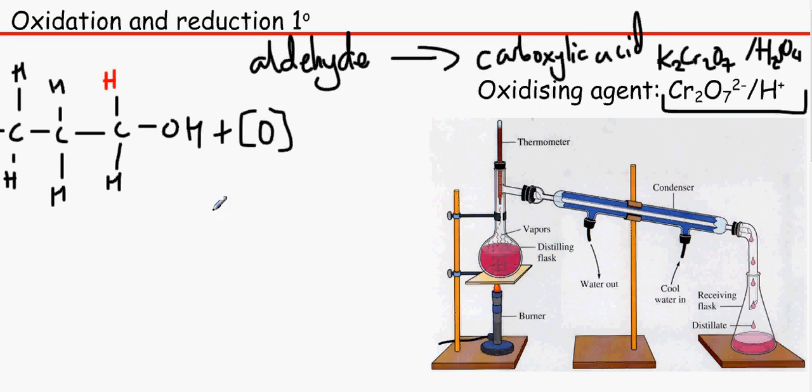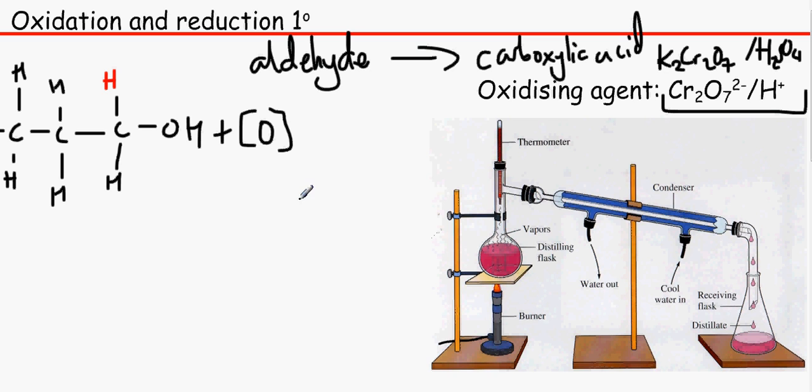So let's put this into practice. We have propanol over here and we've put it into this distilling flask, and we are reacting it with an oxidizing agent, and this oxidizing agent is dichromate salts, so Cr2O7 2- with H+. We get this H+ from H2SO4, sulfuric acid, and we get the Cr2O7 2- from potassium dichromate.